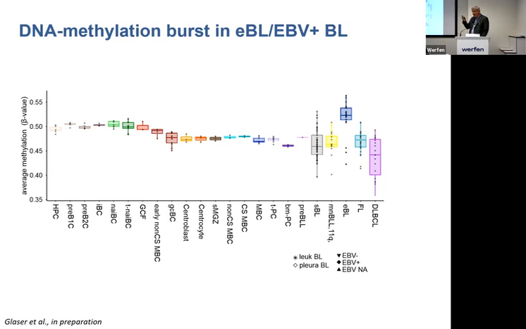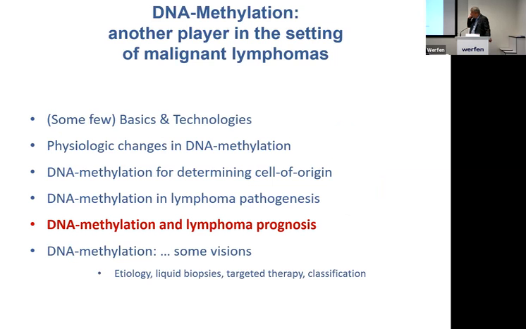And you have to consider that DNA methylation is also involved in detection of foreign DNA in cells. So that's probably one of the mechanisms behind this. DNA methylation and lymphoma prognosis. I would like to show you here one example. I have to say that's a critical topic.